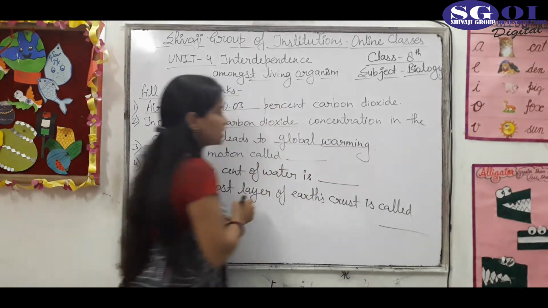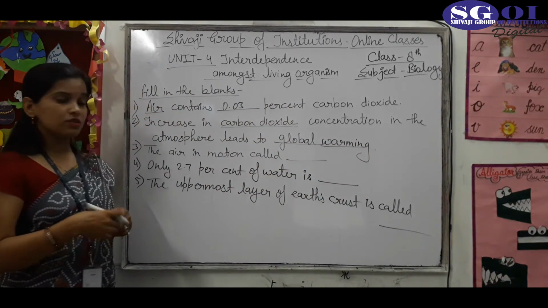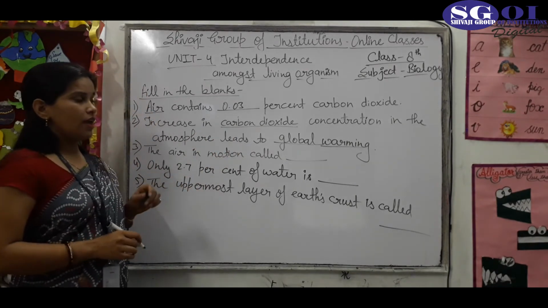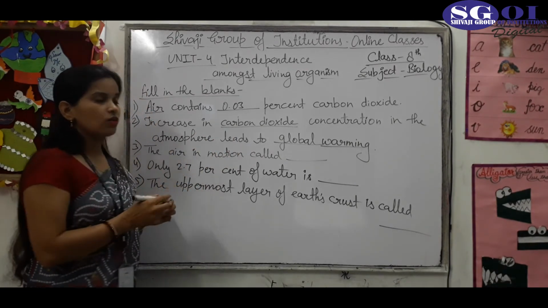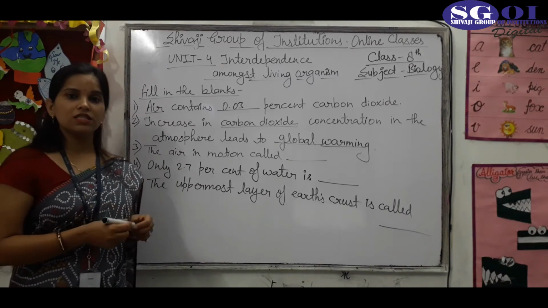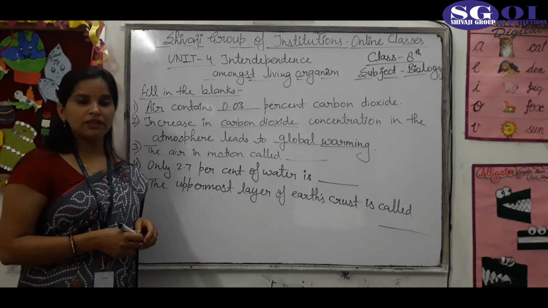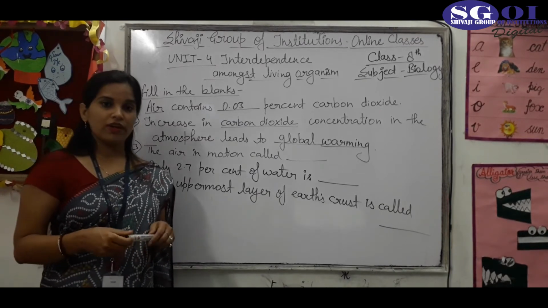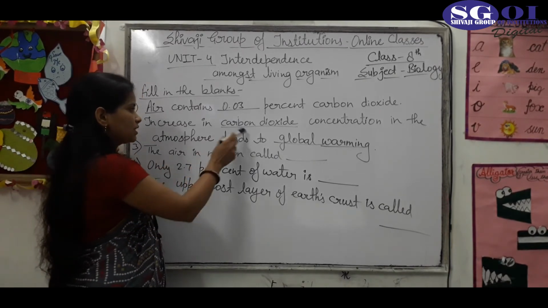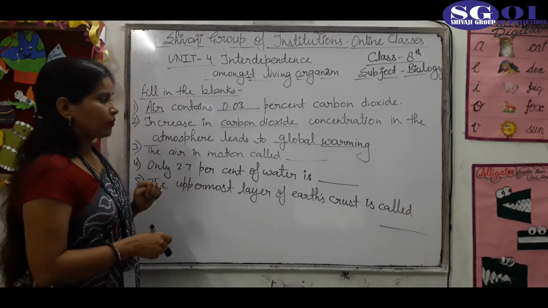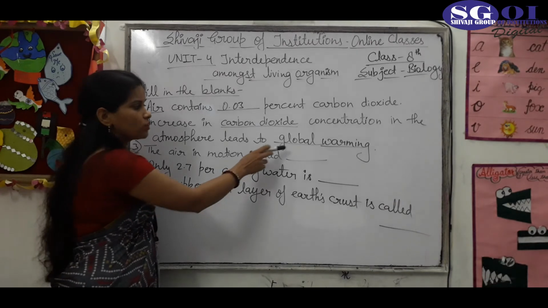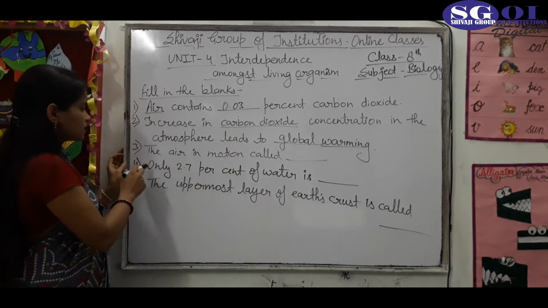That's why we can say that one of the global warming gases is carbon dioxide, and it is the main cause of global warming. This gas is produced by the burning of fuel, by the burning of wood, and by the fumes of the factories. So its concentration in the atmosphere increases, and it also increases the temperature of the atmosphere. That's called global warming.